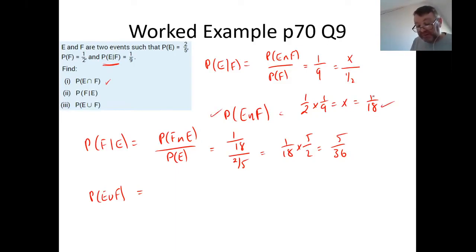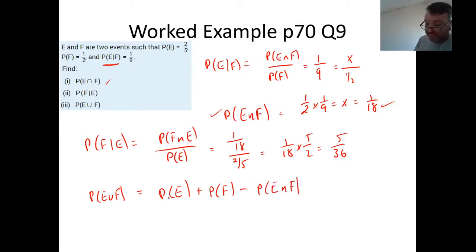So therefore, that means that when we're using the union formula here, we've got to do the following. It's P of E plus P of F, and because they are not mutually exclusive, you take away the intersection between the two. So P of E is 2 over 5, P of F is 1 over 2, and then you're going to take away the 1 over 18. And again, just to do that on your calculators, using the fraction button, 2 over 5 plus 1 over 2 minus 1 over 18 comes out as 38 over 45.